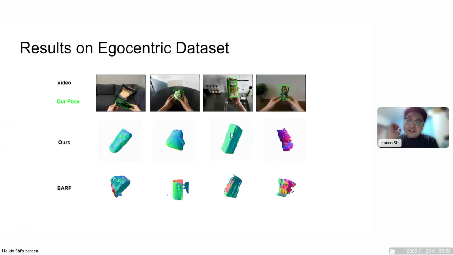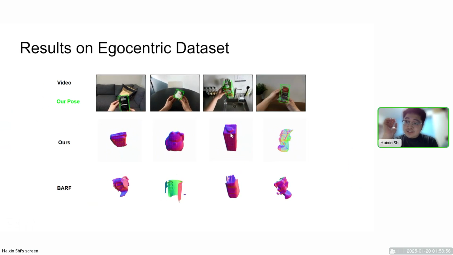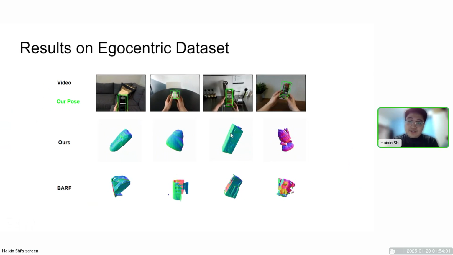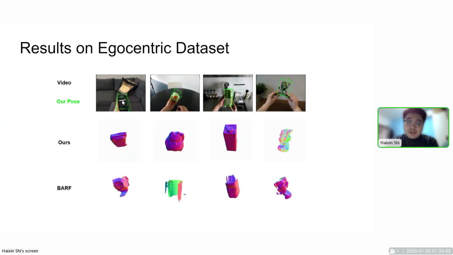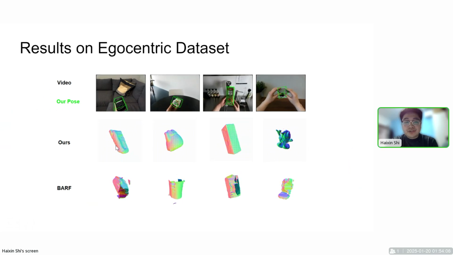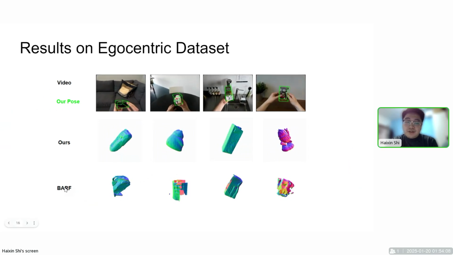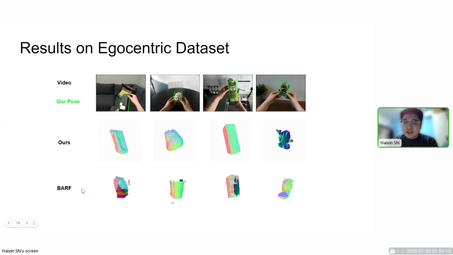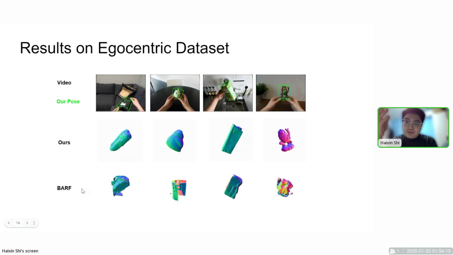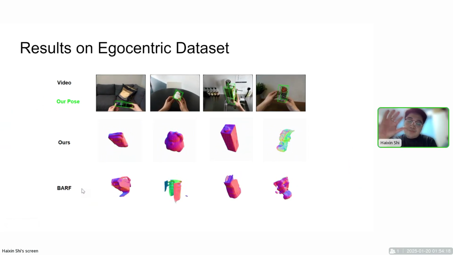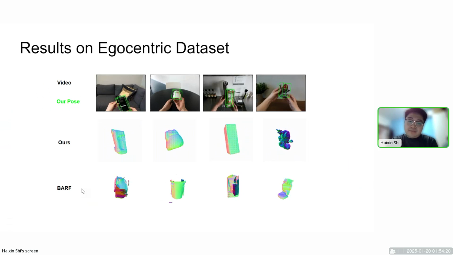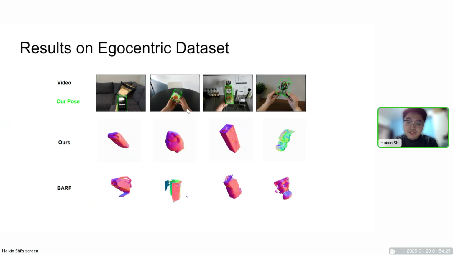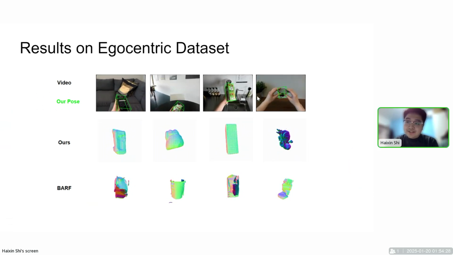Here, we collected another challenging dataset, the egocentric dataset with the Magic Leap 2 AR glasses. You can see here, our method can generate very good poses and also very good shapes. However, the traditional algorithm BARF was also among the first to propose that we can jointly optimize the pose and shape together, but this method didn't have much special design. It could not deal with very challenging dynamic scenes.